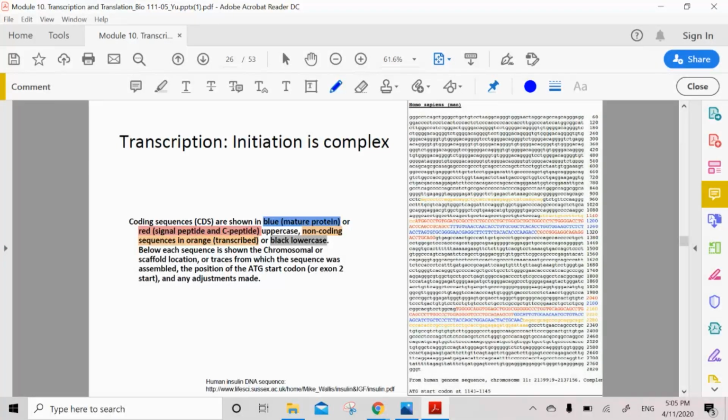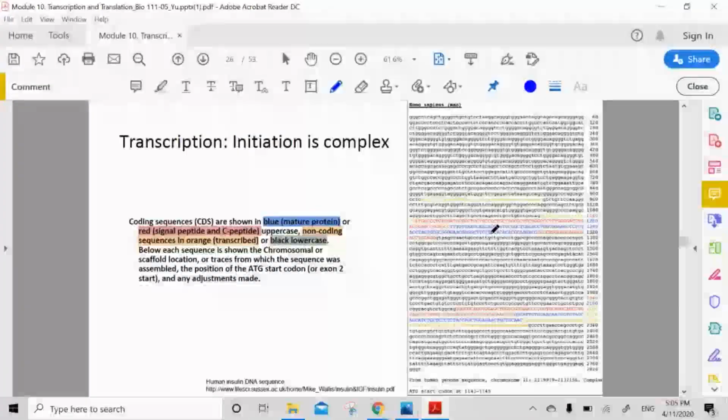So remember, this is the human insulin gene, right? We talk about exons, introns, and when you look at this gene, all the black letters and the orange letters are actually non-coding sequence, so they don't code for any proteins. Only the blue ones, that's the mature protein, and then the red ones, they would code for polypeptides.